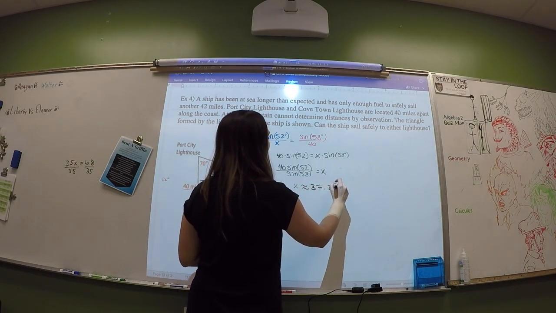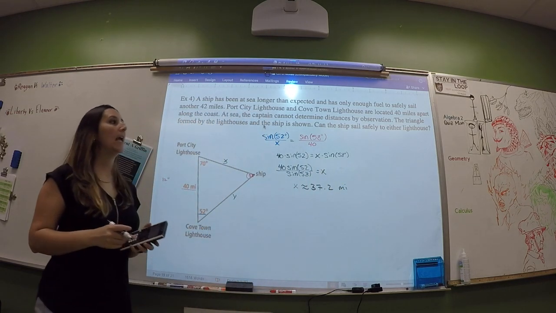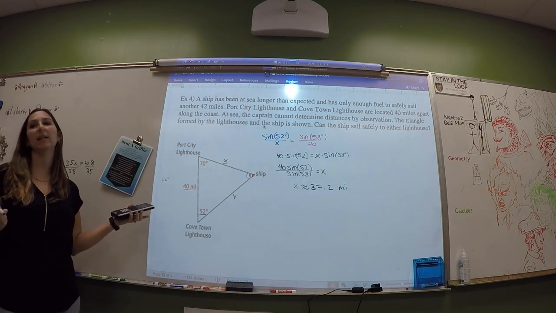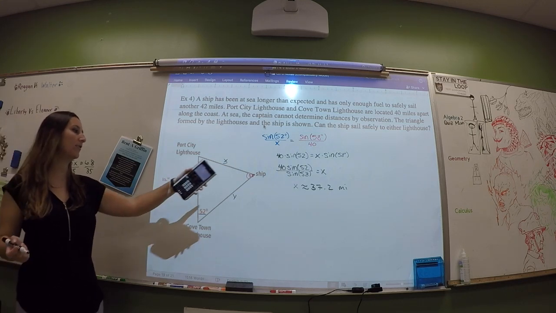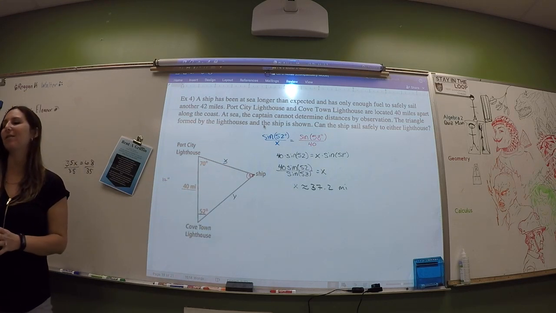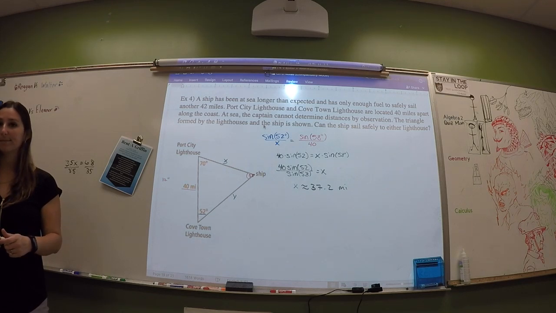So I got 37.2-ish, and these are miles. So can the ship sail to Port City? Yes. All right. Let's see if he can sail to Covetown, because maybe he likes Covetown better for whatever reason.